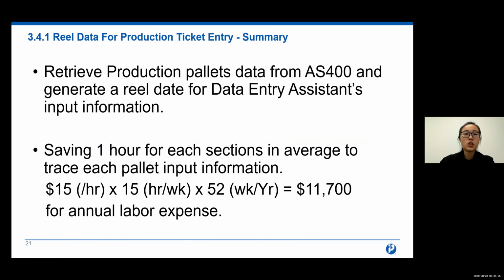This part is talking about real data for production ticket entry. This report can save data entry process time 1 hour a day for each section, to save their tracing time. The formula is $15 per hour, multiply 15 hours a week, multiply 52 weeks for a year. After calculation, saving $11,700 for annual labor expense.